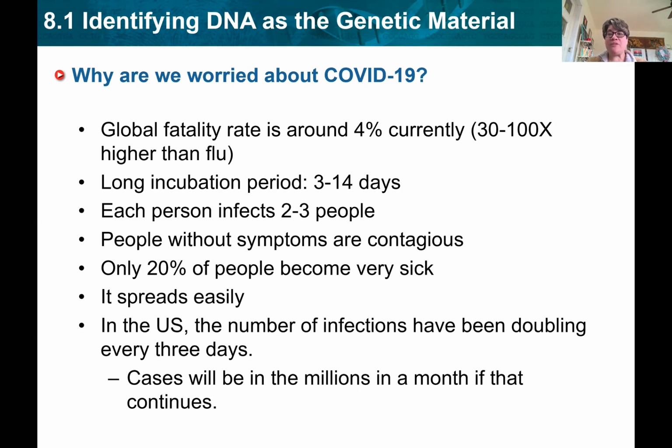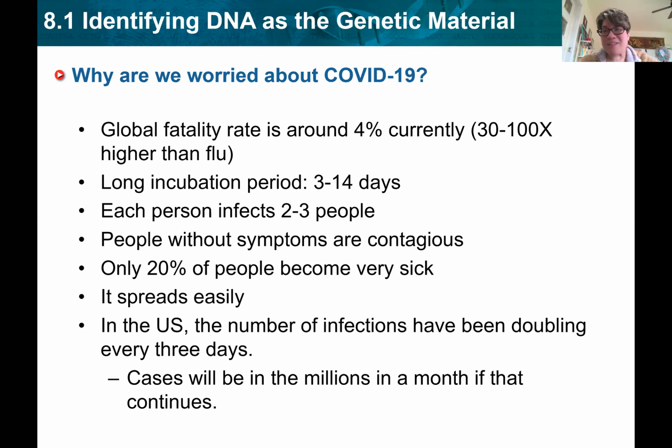The other concern that we have, and why we're shutting things down, is because here in the US, the number of infections has been doubling every 3 days. So that's exponential growth. And if we keep doubling at that rate, then in a month we'll have 1 million cases, or millions. I think I calculated 1.5 million at our current rate.